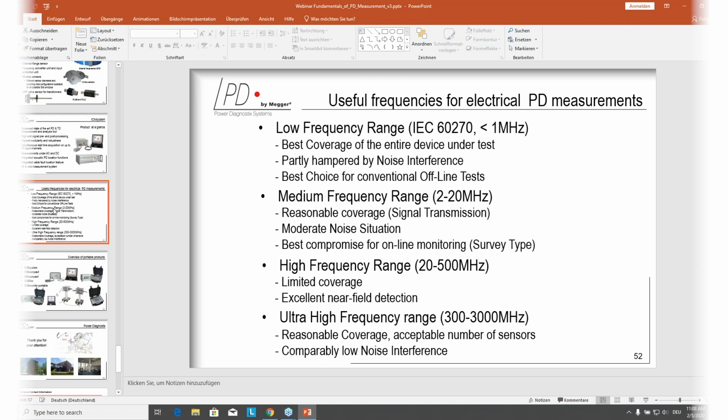Due to this, we find on a large 400 kV GIS, for instance, multiple sensors per bay, and in total we can find up to a few hundred sensors for a large 400 kV three-phase substation, just to give one example.